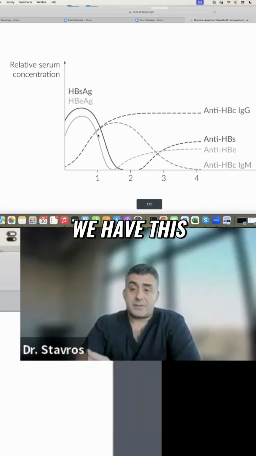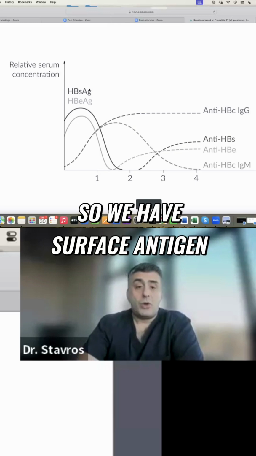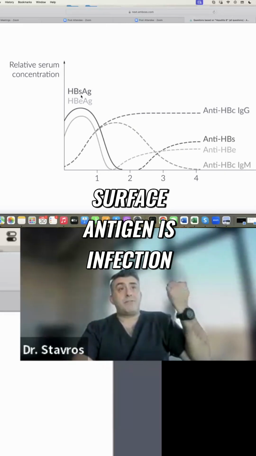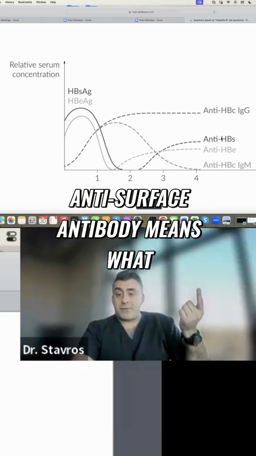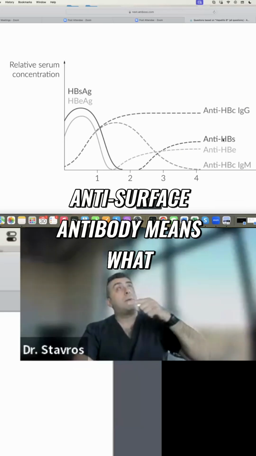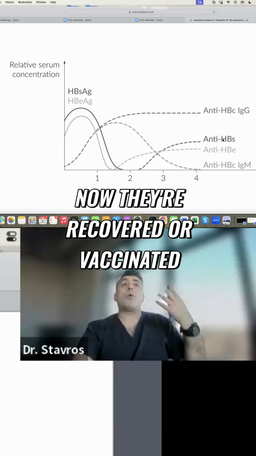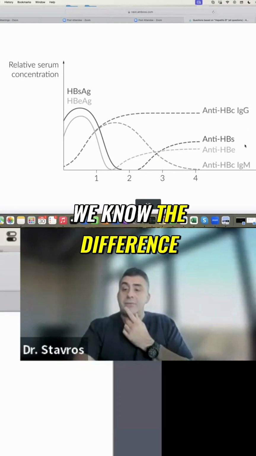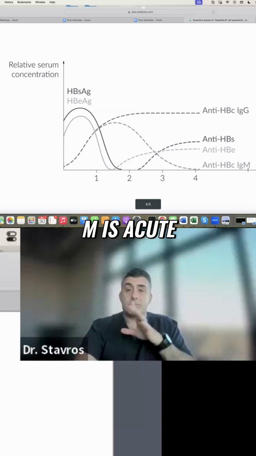I mean, this is actually in First Aid as well. So we have surface antigen, which is what? Surface antigen is infection. Anti-surface antibody means what? The person was infected, now they're recovered or vaccinated. Okay. IgG versus IgM, we know the difference, right? G is chronic, M is acute.